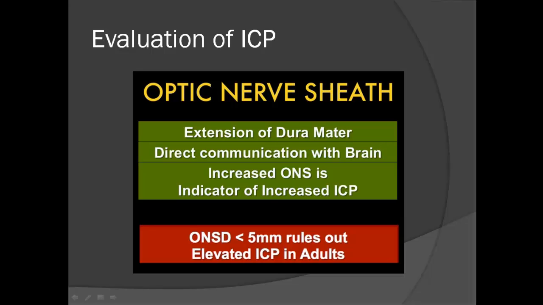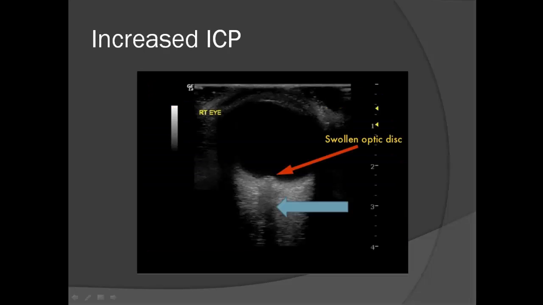Another thing that you can do is evaluate intracranial pressure with the optic nerve sheath. As we showed before, you can really view that optic nerve in the posterior segment of the eye, and you want to look at the diameter of that optic nerve sheath. It's an extension of the dura mater. It communicates directly with the brain and really is an indicator of increased intracranial pressure. If that diameter exceeds 5 millimeters, you're wondering whether there's possibly some increased intracranial pressure going on in this patient. Really, they say less than 5 millimeters rules out any elevated ICP in adults.